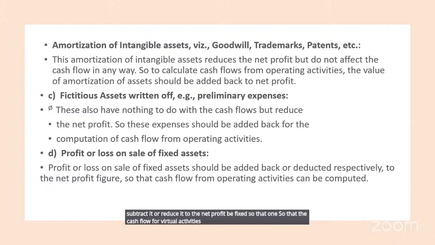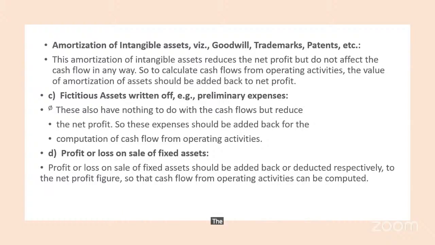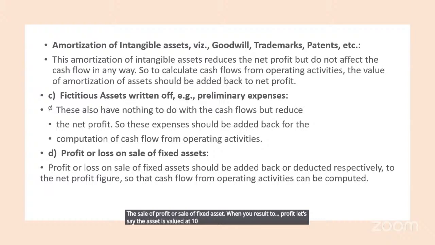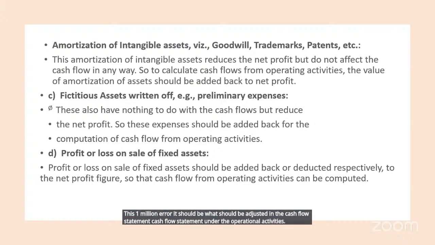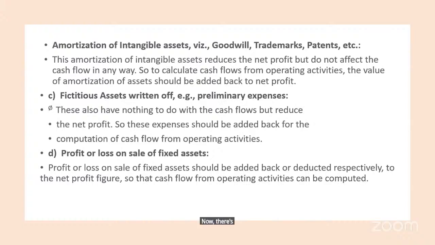Take note, when the sale of a fixed asset results in profit, let's say the asset is valued at 10 million naira and you sold it at 11 million naira. Of course, there's a profit of 1 million naira. What this is saying is that this 1 million naira should be adjusted in the cash flow statement under the operating activities. Now, the possibility that you make a loss, it should also be adjusted as well.